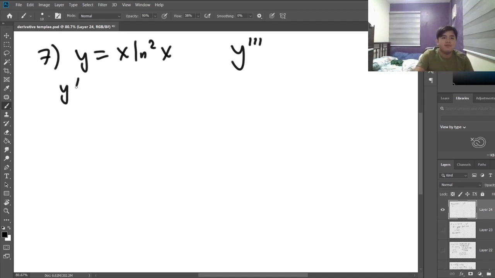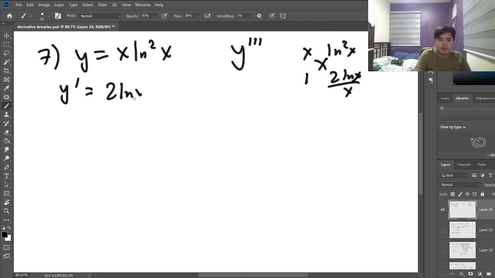So y prime first is equal to the derivative of x, which is 1, times ln squared x, plus x times the derivative of ln squared x, which is 2 ln x over x. So x times 2 ln x over x is just going to be 2 ln x, and then ln x times 1 gives plus ln squared x.